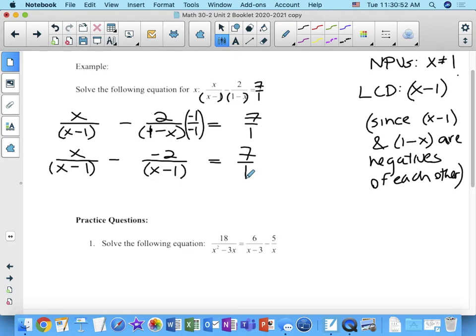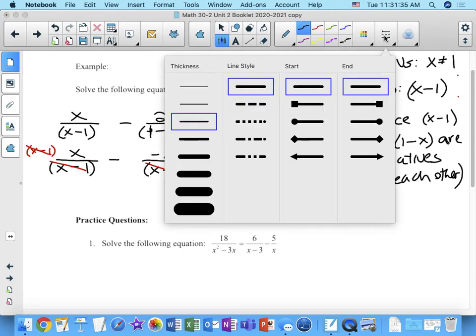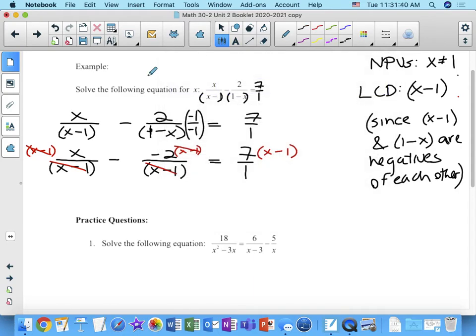Okay. Now we can multiply by the LCD, which is x minus 1. Maybe I'll do that in a different color, because why not? So I'm going to multiply everything by x minus 1. This keeps my equation balanced. And then these cancel, and nothing on the right side cancels. So on the left, from the first term, what's left over? x. Minus, what's left over here? Negative 2. Equals, here what's left is 7 times x minus 1.